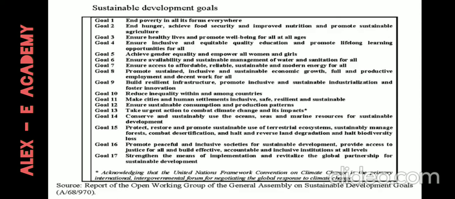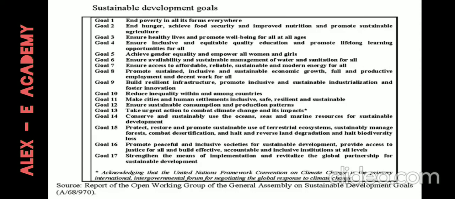While reading it, you can see that it includes to end poverty, ensure healthy life and equal opportunities, learning opportunities, gender equality, then availability of modern energy to all, to provide employment and a decent work atmosphere, to reduce inequality within and among countries, to take urgent action on climate change and its impact, to protect the various ecosystems, and then to implement correct plans for sustainable development. All these come under the sustainable development goals.